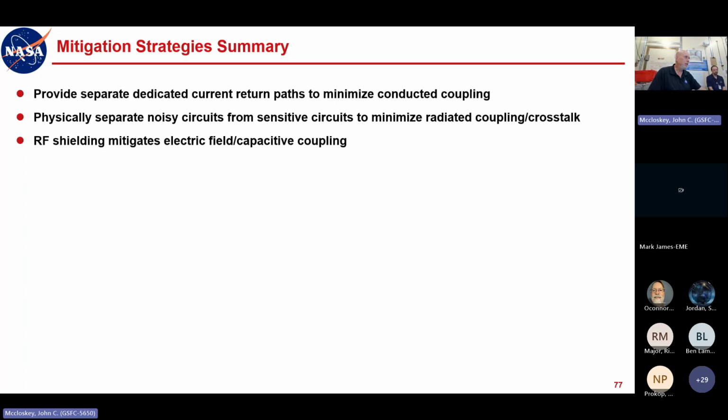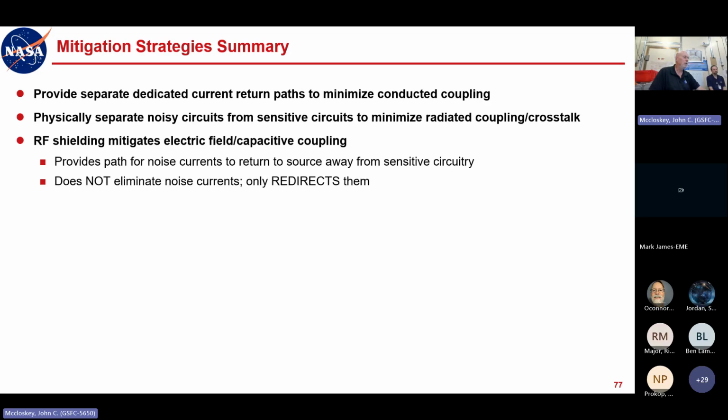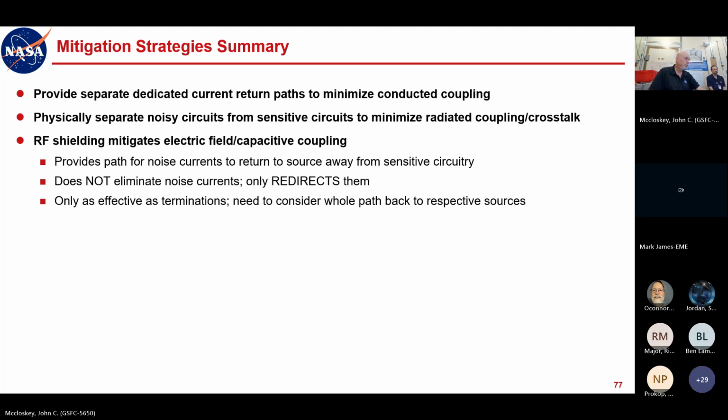So RF shielding will mitigate electric field and capacitive coupling, and it is actually effective with magnetic coupling at higher frequencies. But it's providing a path for noise currents to return to the source away from sensitive circuitry. It does not eliminate the noise currents, it is only redirecting them. It is only as effective as the terminations. You need to consider the entire path back to the respective sources.